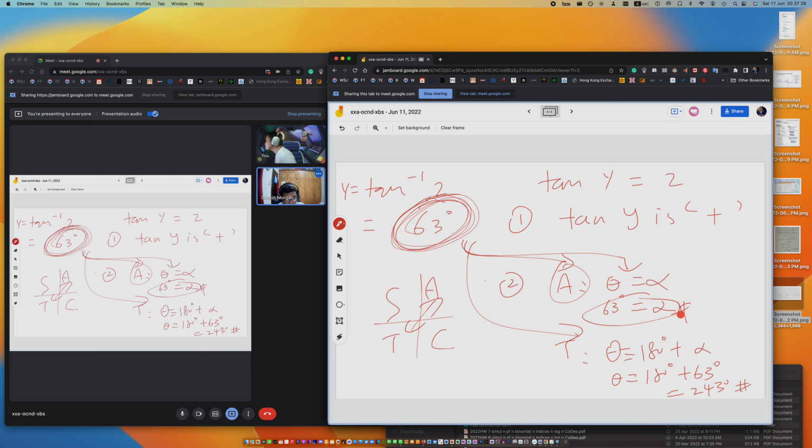Does it make sense? Okay, good. So don't memorize. Just follow the procedure. Whether it's a basic angle or whether it's the theta, it will tell if you follow the procedure correctly. Alright? Okay, can you go to the next question?